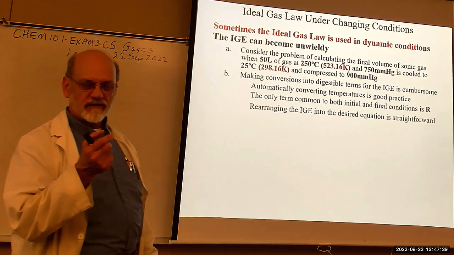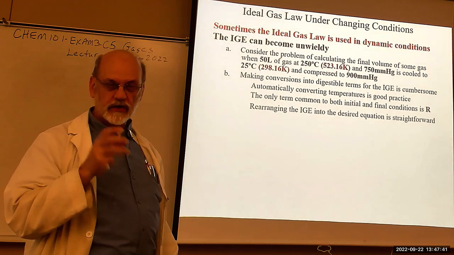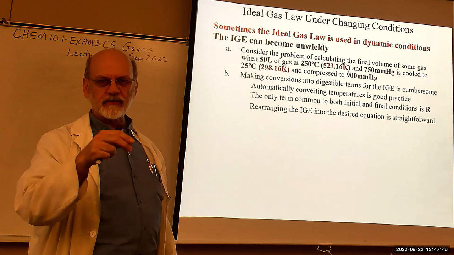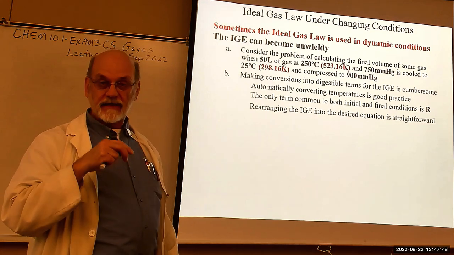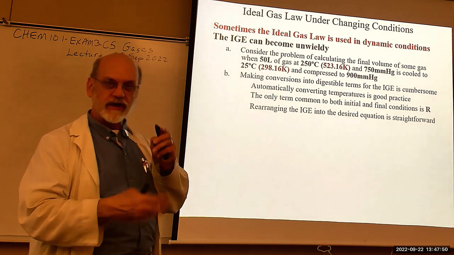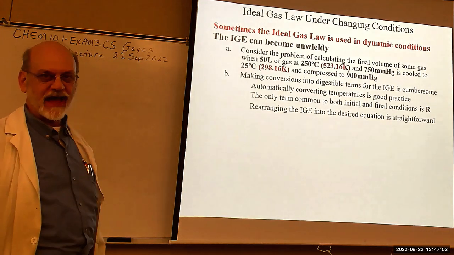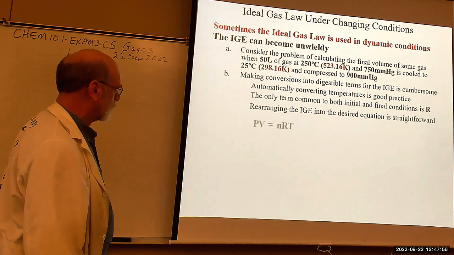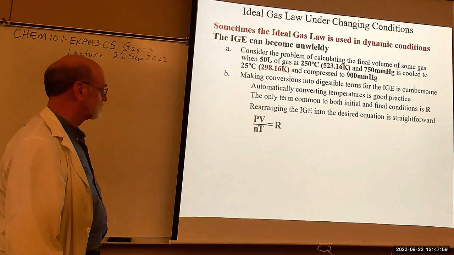And then look at your R value. Right? What are the units of your R value? For now, it's just going to be that one, liter atmospheres per mole K. And that will tell you the units of the rest of the equation. The other variables have to match those units. Rearrange the equation how you need it.